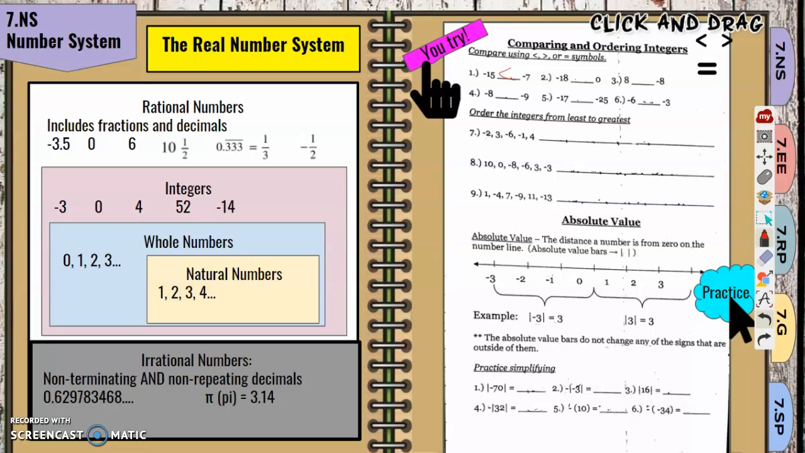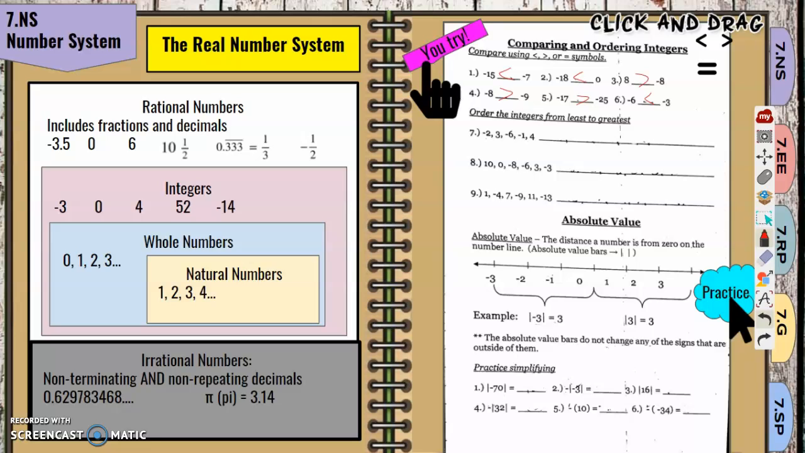Number 2, negative 18 is less than 0 because it's further to the left. For number 3, 8 is further to the right, so 8 is greater than negative 8. For number 4, negative 8 is greater than negative 9. Think of it like it's on a number line. Number 5, negative 17 is greater than negative 25. And number 6, negative 6 is less than negative 3.